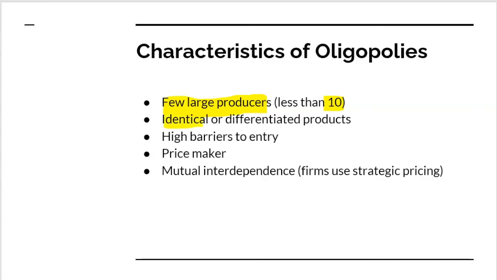Oligopolies can produce identical or differentiated products. That doesn't really matter because of the fact there are very high barriers to entry. And so much like monopolies, much like monopolistic competition, oligopolies are also price makers, meaning that they can set their own price, and the oligopoly is both the firm and the market in and of itself. And then we went over what mutual interdependence was with our last video on game theory.